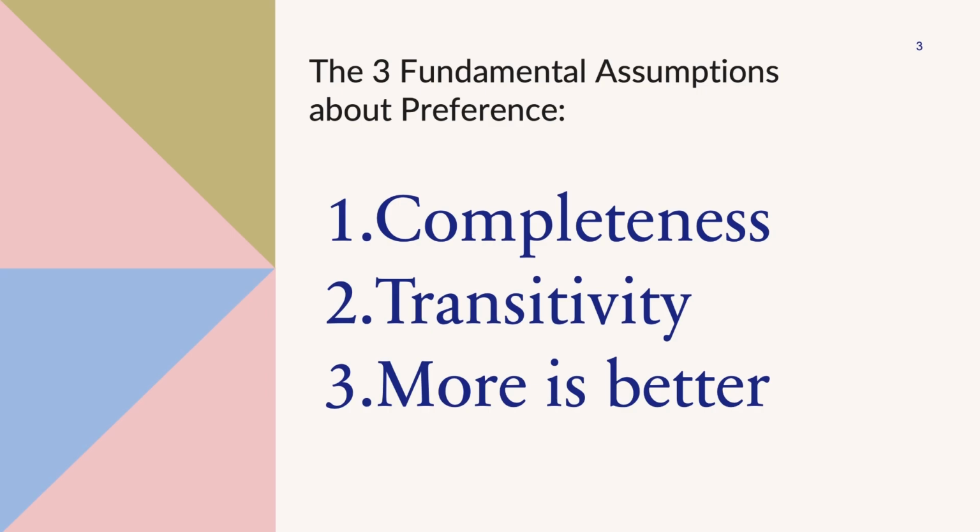Now for transitivity, we say preferences are transitive if they are internally consistent. So if A is preferred to B and B is preferred to C, then it must be that A is preferred to C. So if chewing gum is preferred to mints and mints is preferred to lollipops, then it must mean that chewing gum is preferred to the lollipops.